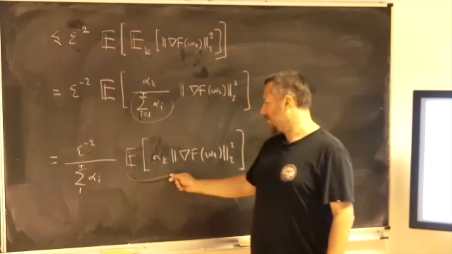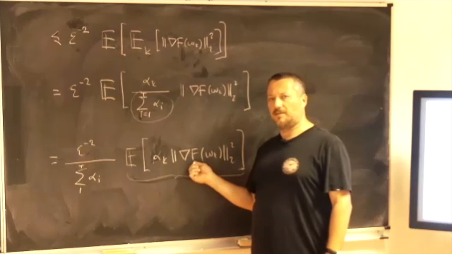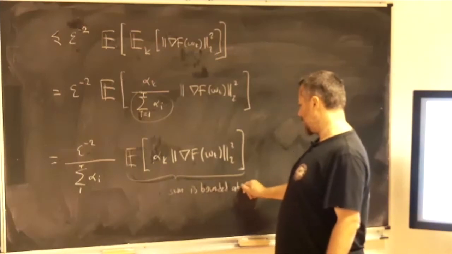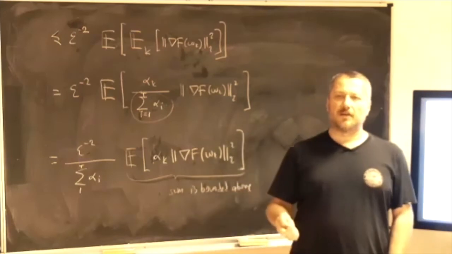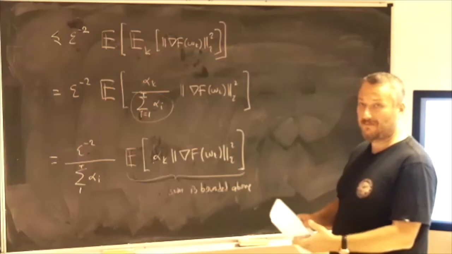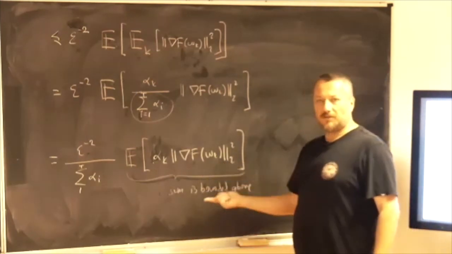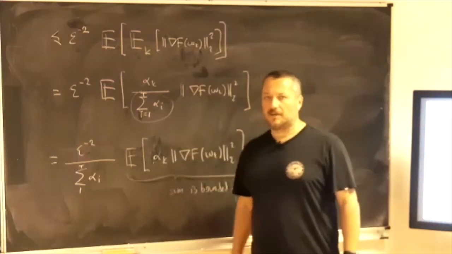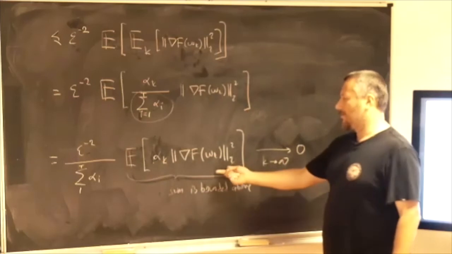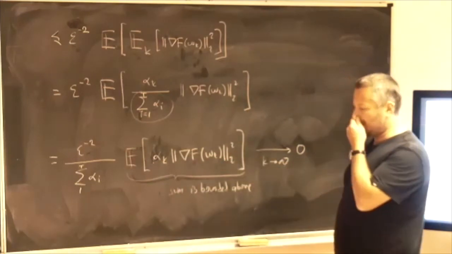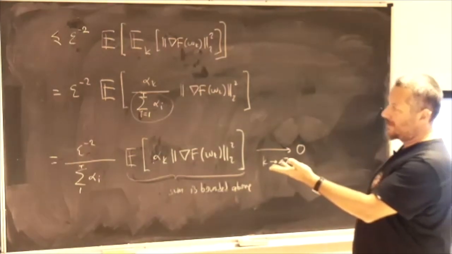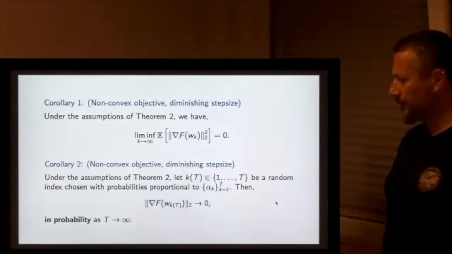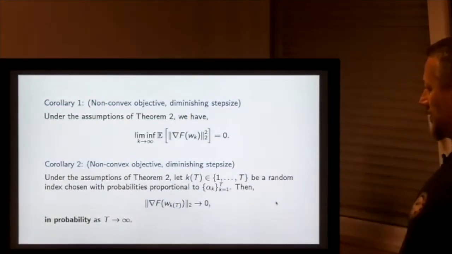But if you remember, we showed that the sum of these is bounded above. So this is a term of a converging sum. Then that means if the series converges, the general term should go to 0. So this goes to 0 as k goes to infinity, since this is just a constant value, and this is the general term of a converging series. So this is exactly what convergence in probability means. So we have our second result, second corollary, again for diminishing step sizes.